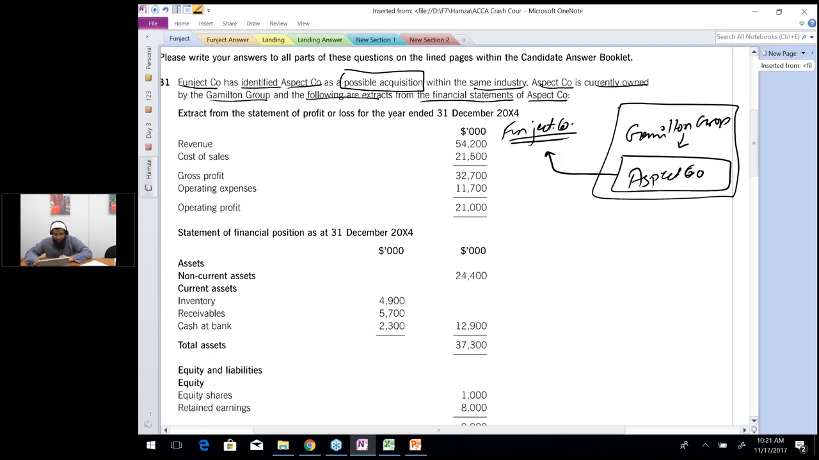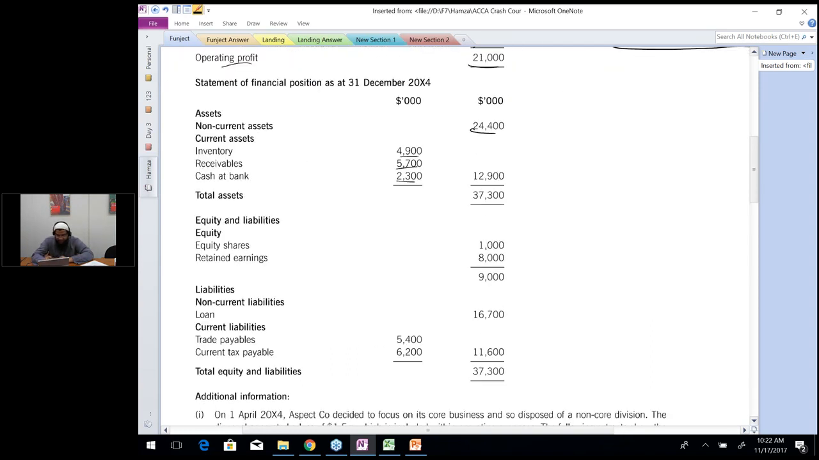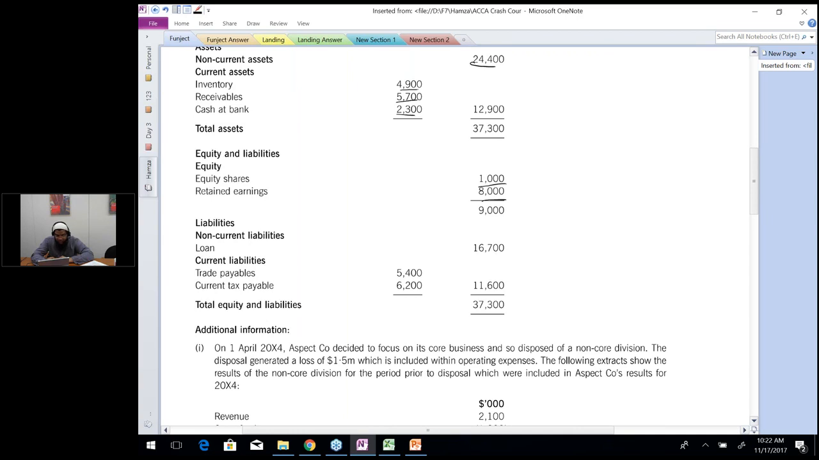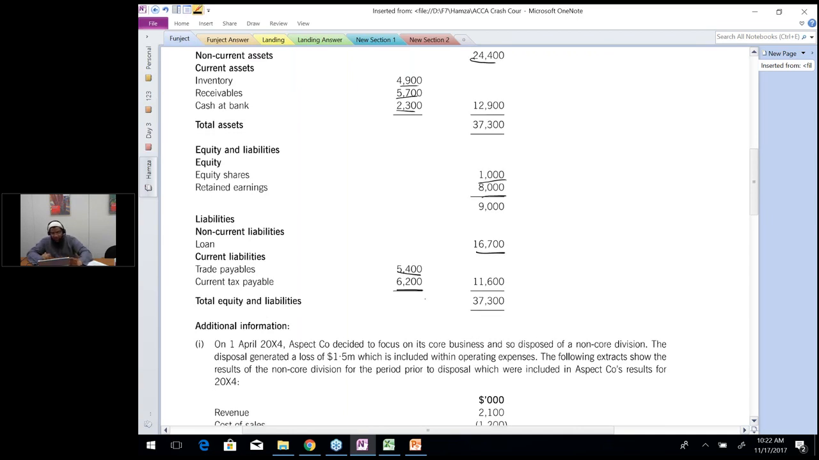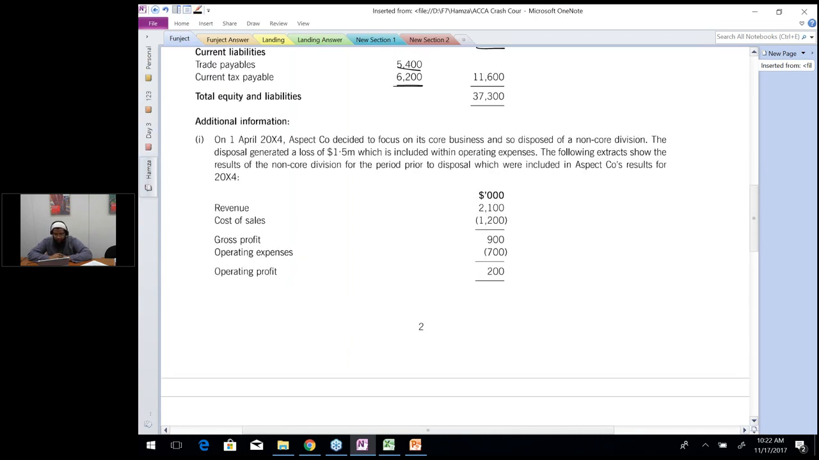as a possible acquisition. So the question has given us the revenue of Aspect company, the cost of sales, the gross profit, the operating expenses, the operating profit of 41,000. And then we have the balance sheet of the company: non-current assets, inventory, receivables, cash, equity, retained earnings of 8,000, a loan of 16,700, trade payables and current tax payable. So now let's start reading the information in note number 1.